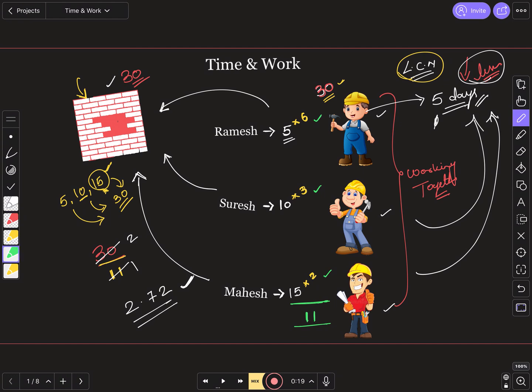Now you will wonder, sir, how can the days be 0.72? So 2 complete days, which means they will put in 22 bricks in 2 days, and they will require 8 by 11 of the third day. Which means they will not require the complete third day. They will require just 0.72 part of the third day. So if the assumption is they are working for all the 24 hours, take 72% of the 24 hours. That's how you solve the problem of basic time and work with your LCM method.